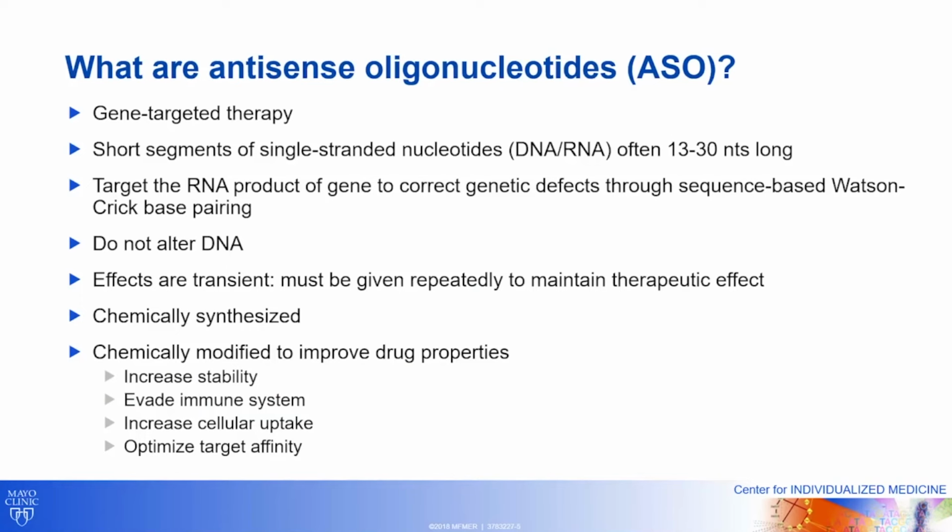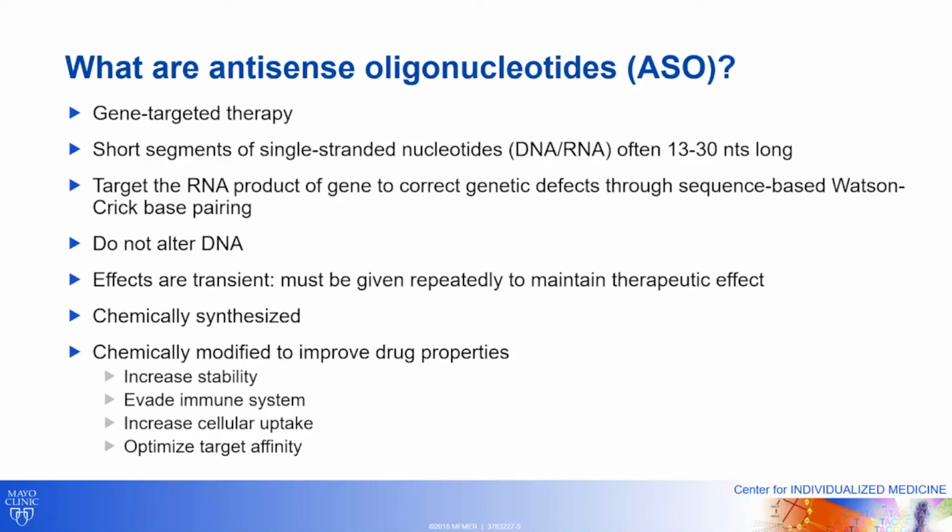So what are ASOs? ASOs are a gene-targeted therapy. They're essentially short segments of single-stranded nucleotides like DNA or RNA, often between 13 and 30 nucleotides long. And they target the RNA product of the gene. The goal is to correct or overcome the genetic defects by this ASO interacting with that RNA through sequence-based Watson-Crick base pairing. So we do not alter the DNA, so it's not a gene therapy or a CRISPR therapy where we're editing the genome at all. So it's purely a transient effect.